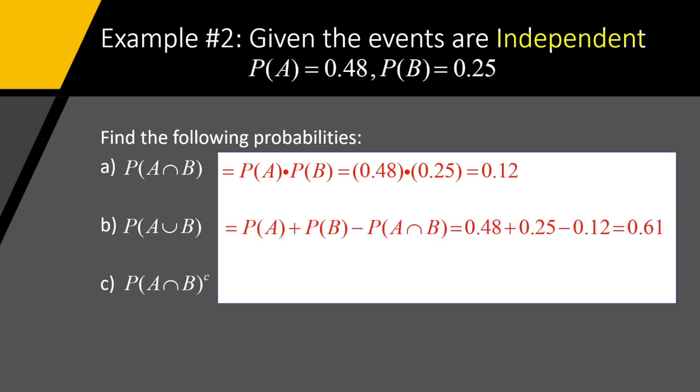So remember, in part B, we need to subtract the and. We need to subtract the answer we got in part A in order to get the probability of A or B, which is 0.61. And then lastly, it's asking for the complement of A and B. So if you think about this, you want everything that is not A and B. So we want to subtract 1 minus 0.12 to get 0.88 for the probability of not A and B.